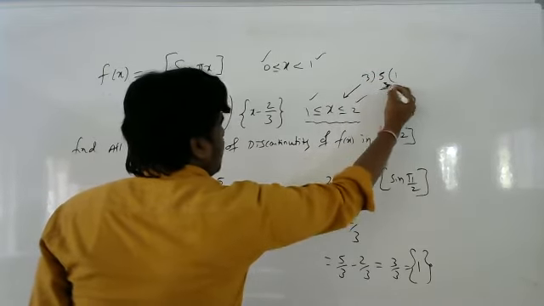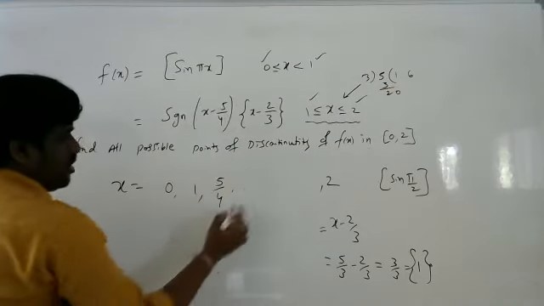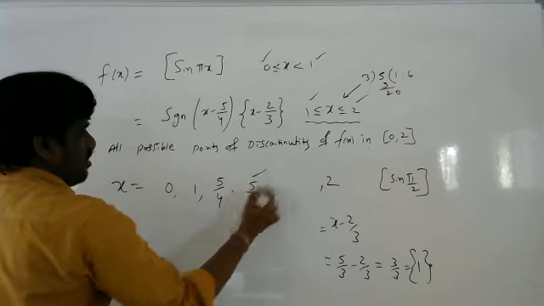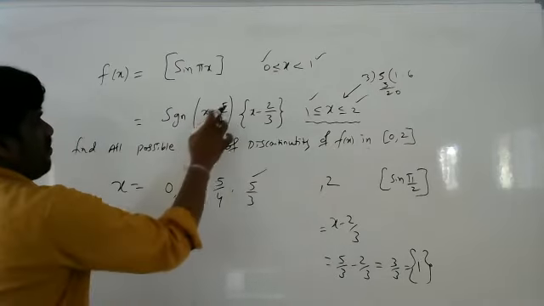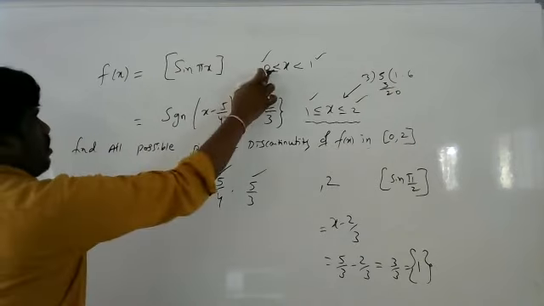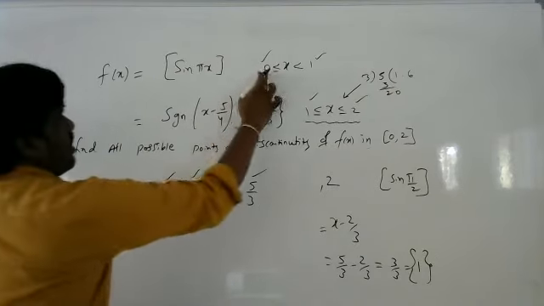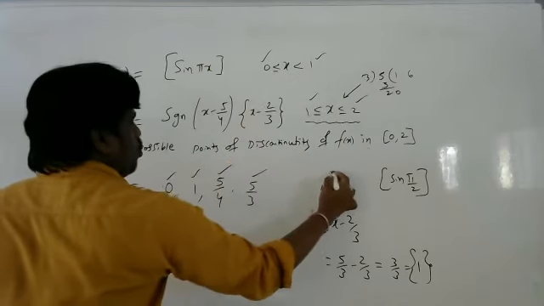5 by 3 is about 1.6, so it is contained. So 5 by 3 will be correct. 5 by 4 is also contained, it is correct. 0 is contained, correct. 1 is correct. At the last corner, 2 is correct.